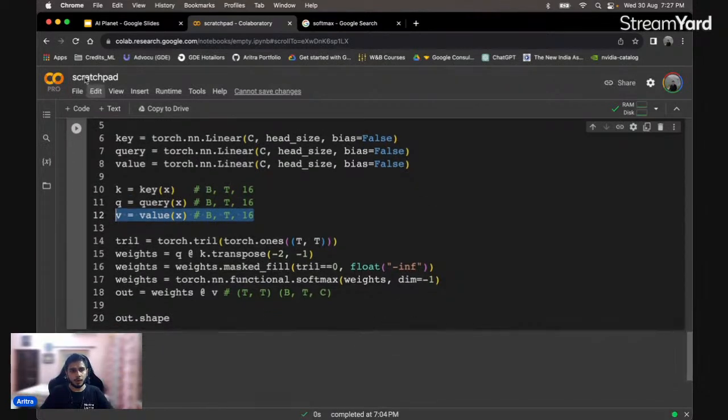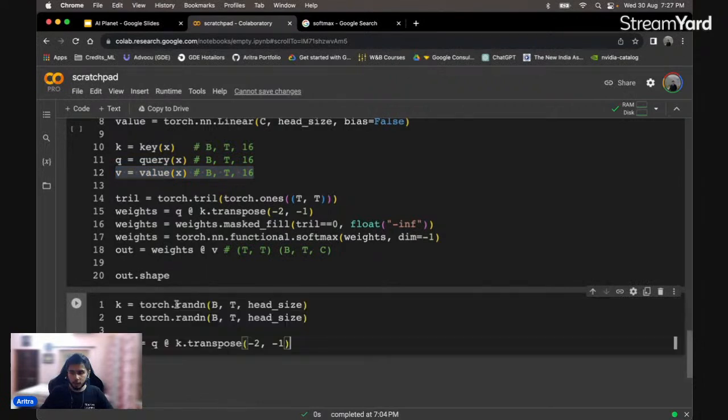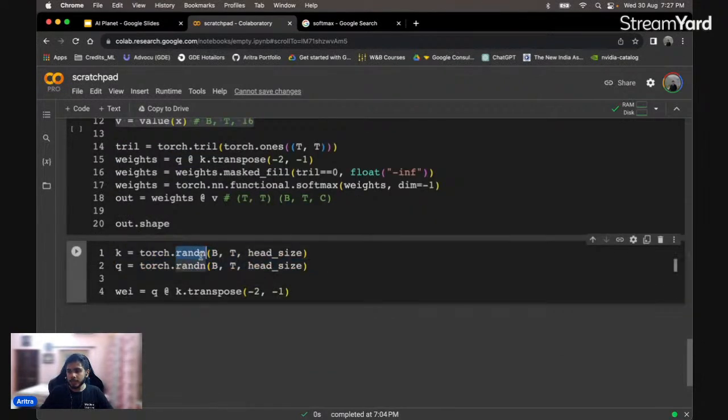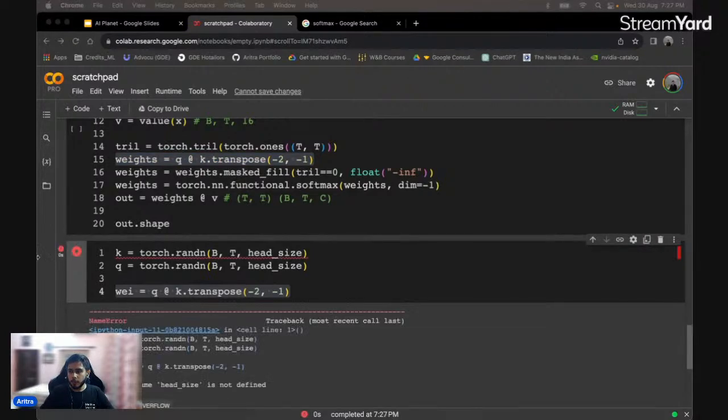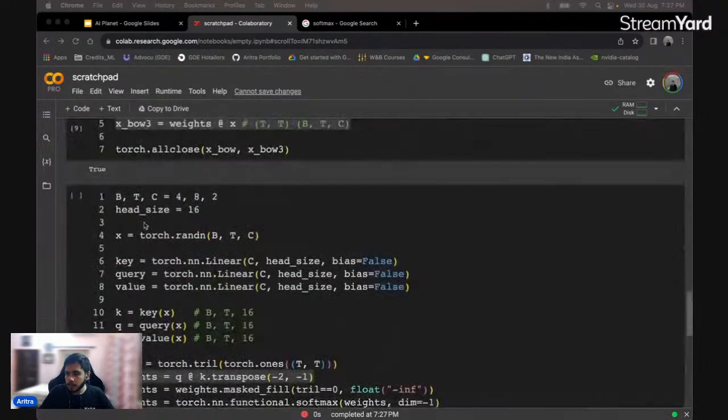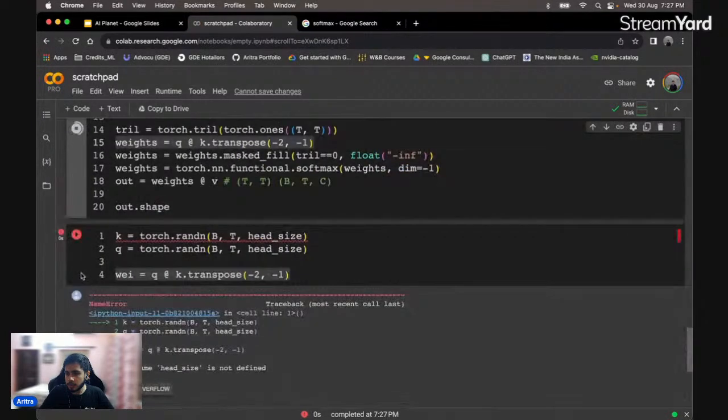So now that you all understand what this single head attention mechanism does, I'm also going to talk about a little caveat, and then we'll move back to slides. So if your q and k are just random vectors with the essential batch size, time size, and head size, and you compute the weights as q @ k.transpose, and you run this, a little problem: head size is not defined. I'm sorry about that, I didn't run this.